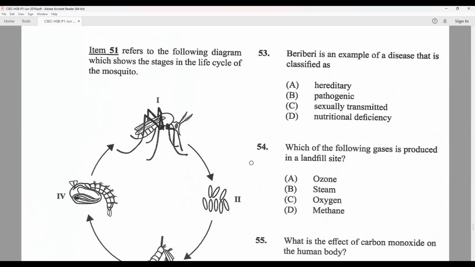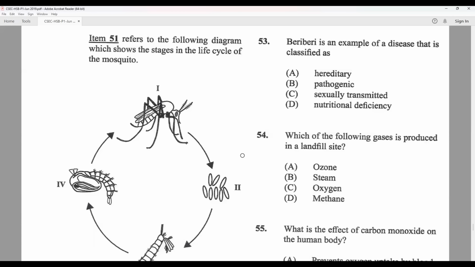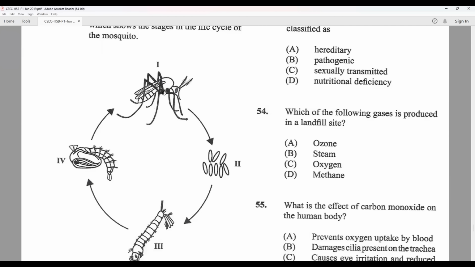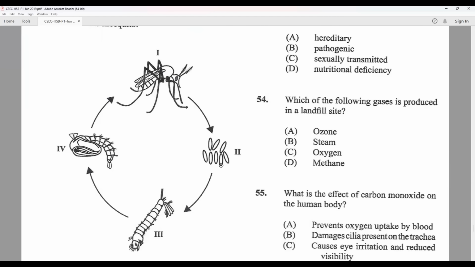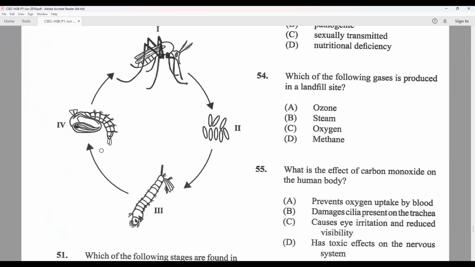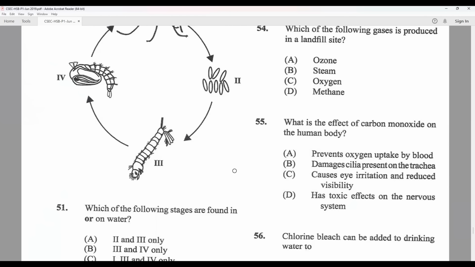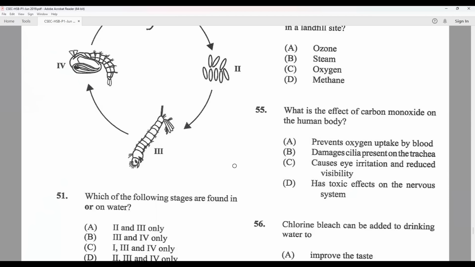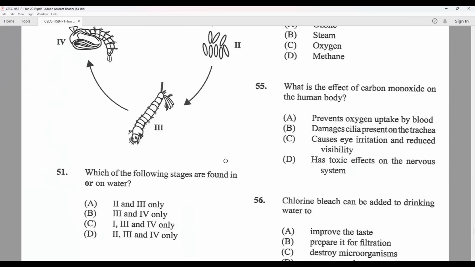Item 51 refers to the following diagram, which shows the stages of the life cycle of the mosquito. We have the adult at 1, 2 eggs, 3 larvae, 4 pupae. Which of the following stages are found in water? It's 2, 3, and 4. We're looking for that at D.